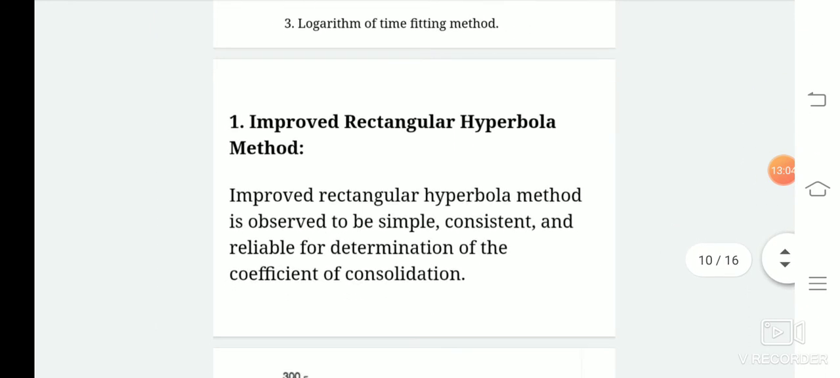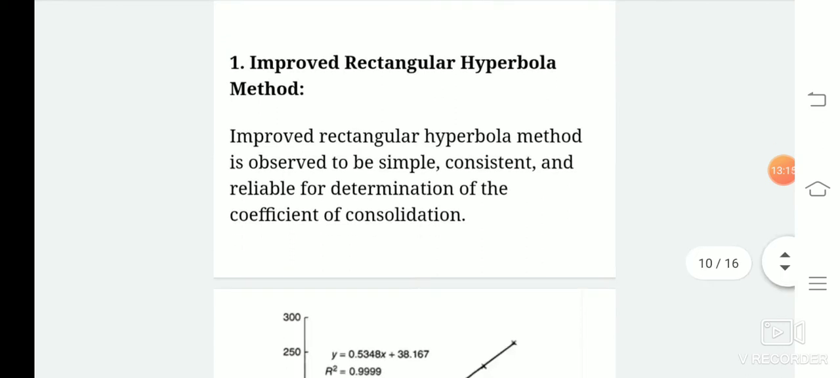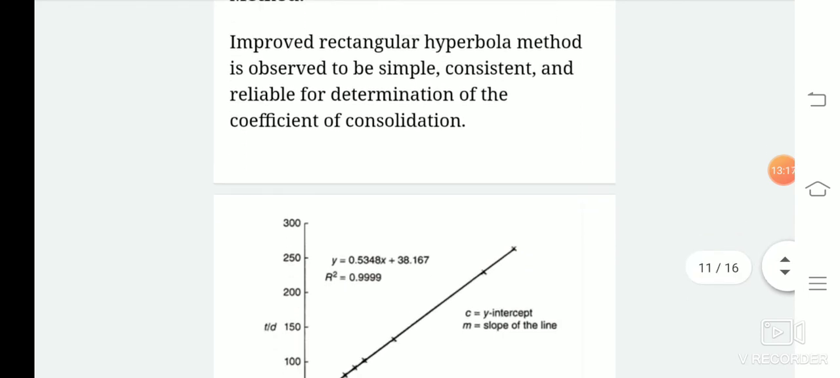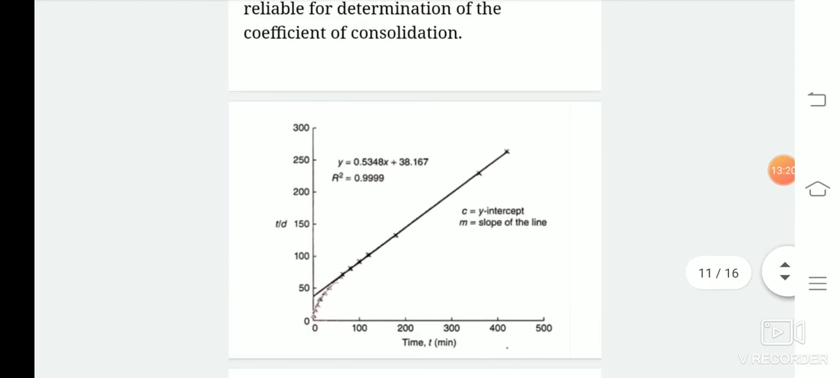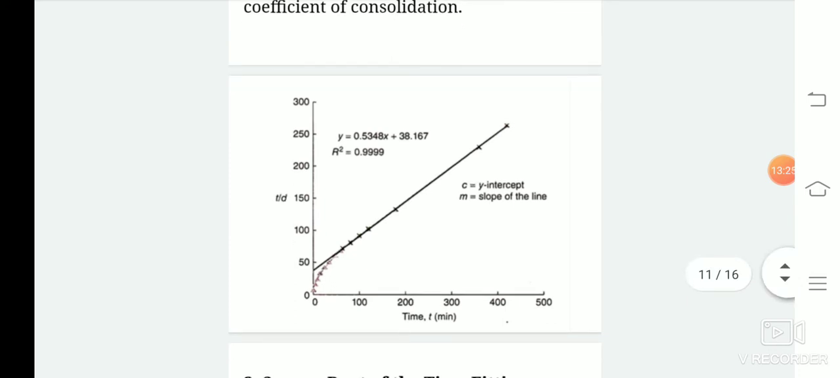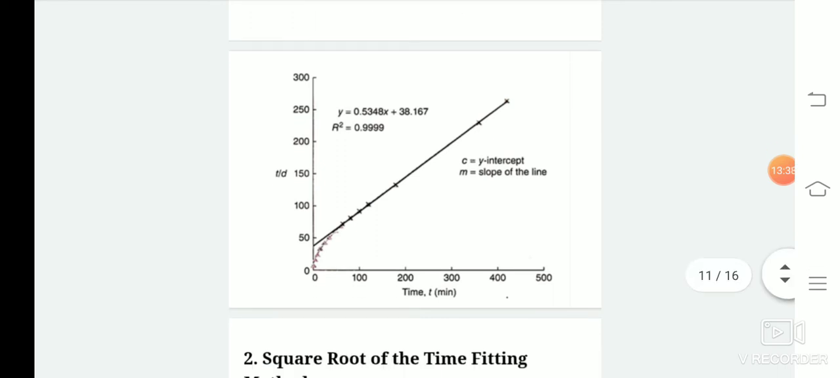So, first of all, let us go through the improved rectangular hyperbola method. The improved rectangular hyperbola method is observed to be very simple, consistent, and reliable for determination of coefficient of consolidation. Let us discuss how the test is carried out. This is done by plotting a graph where time is on the x-axis and time by displacement, t by d, is on the y-axis. After an initial curved portion, the graph gives a straight line portion in the range where U equals 60 to 90, as we can see in the graph.